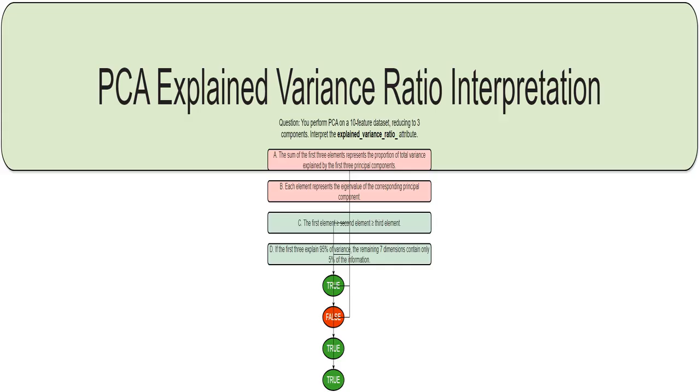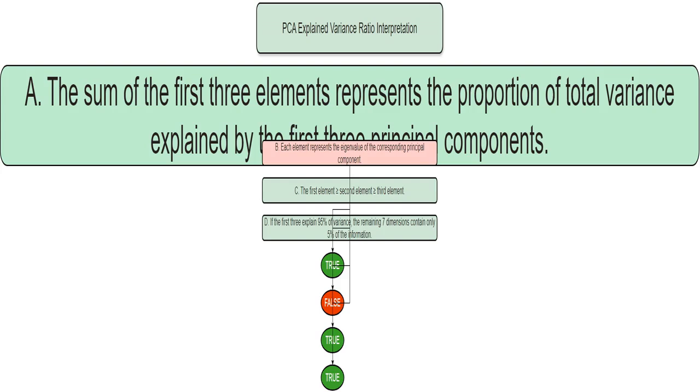I'm explaining how to interpret the explained variance ratio in principal component analysis, PCA. PCA is a technique to reduce the number of variables in a dataset while retaining most of the important information. We'll focus on understanding what the explained variance ratio tells us. This statement is true. The explained variance ratio for each principal component tells you what percentage of the total data's variability that component explains. Adding the ratios of the first 3 components tells you the total variability they explain together.